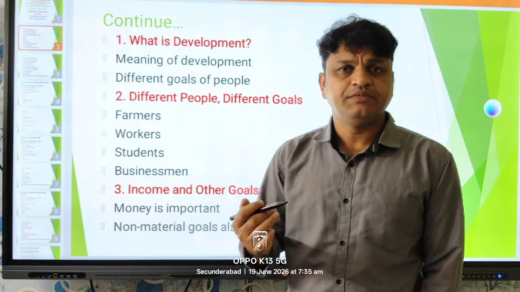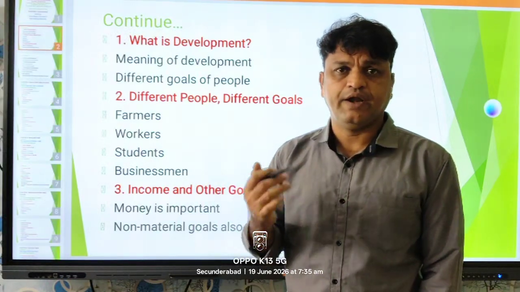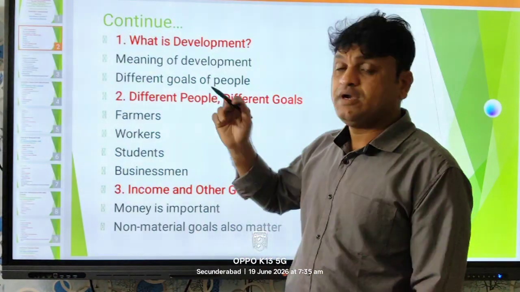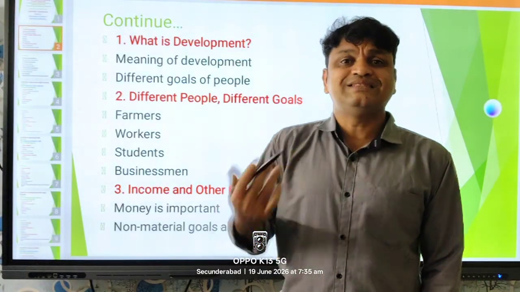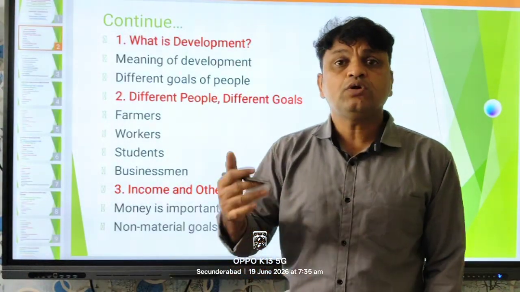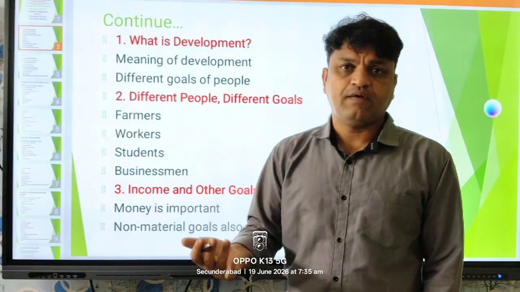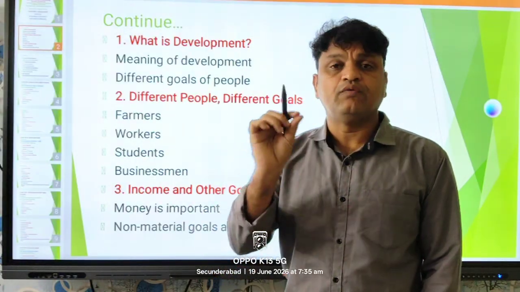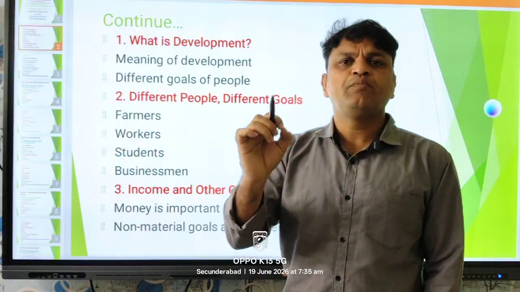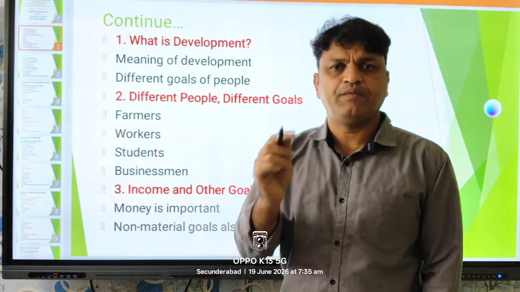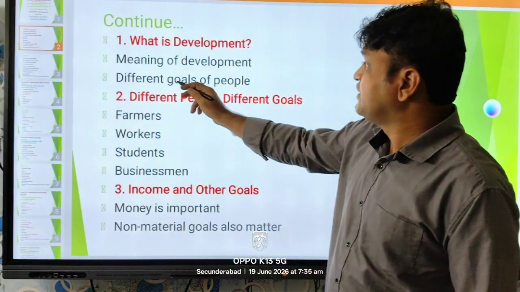Income is one of the important goals, along with health and education. So what do you mean by development? Development is improvement or progress in life, which leads to an improved standard of living. You can put it in one word: quality of life. Improvement in the quality of life is called development.